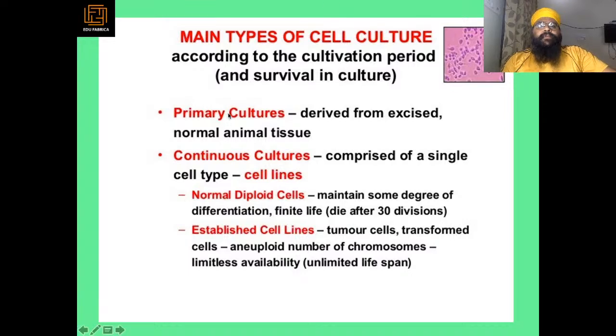So we have discussed primary culture, which we get from normal animal tissue. We cut part of the animal tissue, that's the primary culture. Then comes the continuous culture, which is from a continuous single cell type. Then normal diploid cells maintain some degree of differentiation, finite life. Then the established cell line: the tumor cells, transformed cells, aneuploid number of chromosomes, and limitless availability.